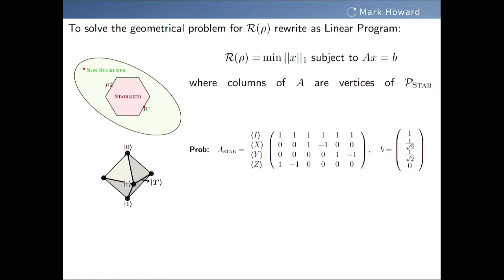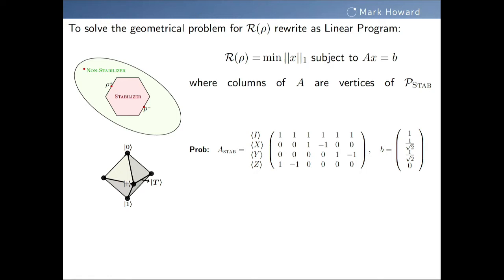Vector B is going to be a representation of my resource state. And x is some decomposition of the vertices of the free thing, which gives me B. But this problem, as it's stated here, is underdetermined. So there are lots of different x's which will satisfy this equation. So I want to find the one that has minimum L1 norm. Okay. So a concrete example is going back to this, just a single T state for a single qubit.